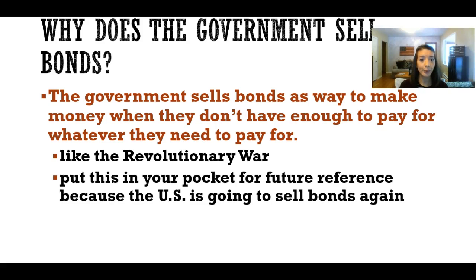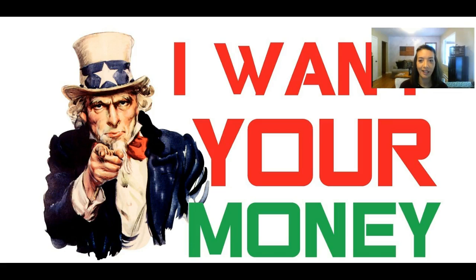Okay? I said put this in your pocket for future reference because the US is going to sell bonds again. No doubt. So this big graphic is hopefully a big message that says, here's Uncle Sam that represents the US government. I want your money. So once again, the US government sells bonds when they have to finance something, when they have to generate some money.